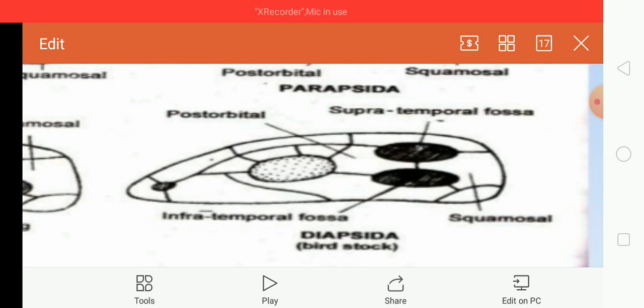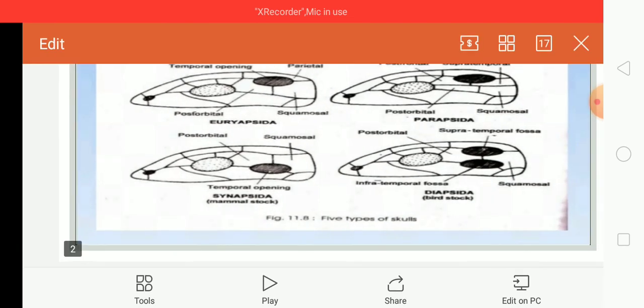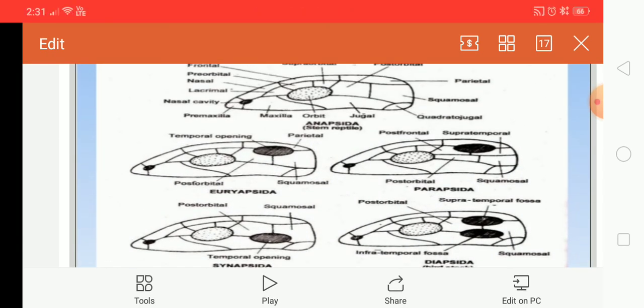As a result of this, the snakes have a very big gap. Okay, and this helps them open their mouth very widely, because the cavity forms a platform for the attachment of the jaw muscles. Okay, so this is about the different types of skulls with their temporal fossae and arcades.